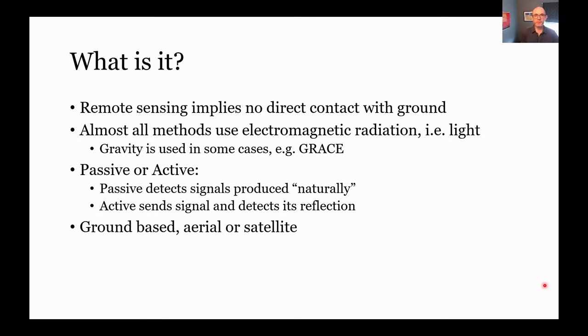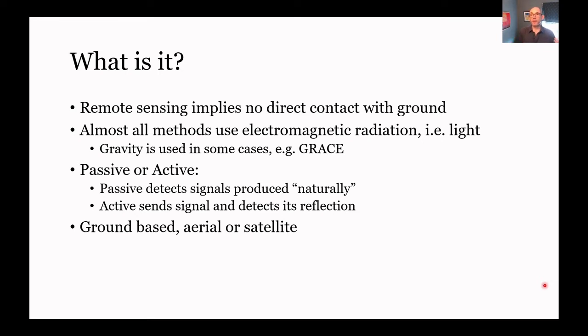So remote sensing, as the name implies, means no direct contact with the ground. It's remote. So we don't actually measure anything by contact. We are looking at some other thing that is being given off by the things that we want to measure. Usually this means electromagnetic radiation, which is light.